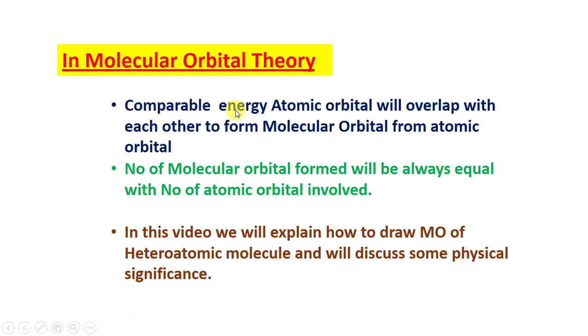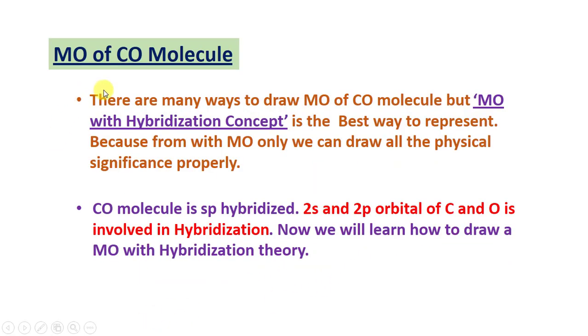In molecular orbital theory, atomic orbitals with comparable energy will overlap with each other to form molecular orbitals. In case of a homoatomic molecule, the same orbitals like 1s and 2s will have the same energy, but in case of a heteroatomic molecule, the more the electronegativity, the lesser will be the energy of the atomic orbitals. The number of molecular orbitals formed will always be equal to the number of atomic orbitals. In this video, we will explain how to draw a heteroatomic molecular orbital diagram properly, and we will discuss some physical significance. MO of CO molecule.